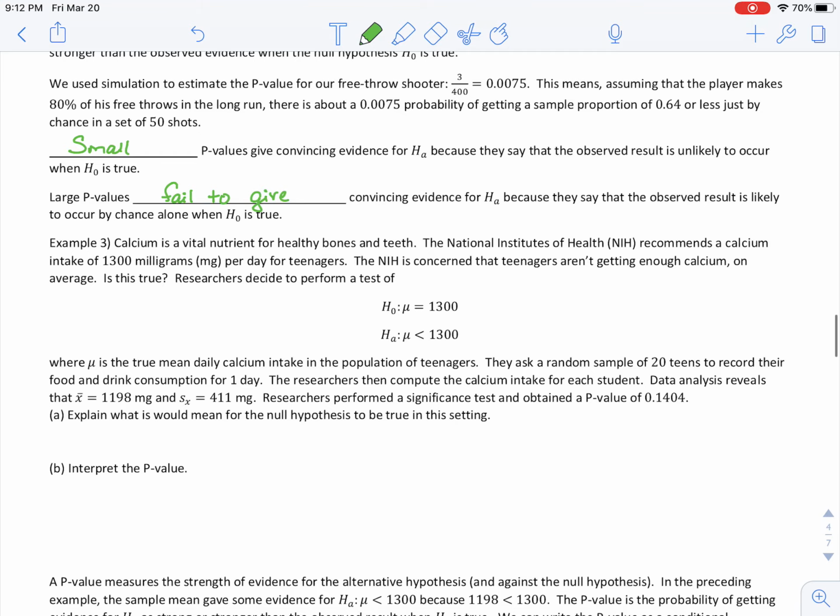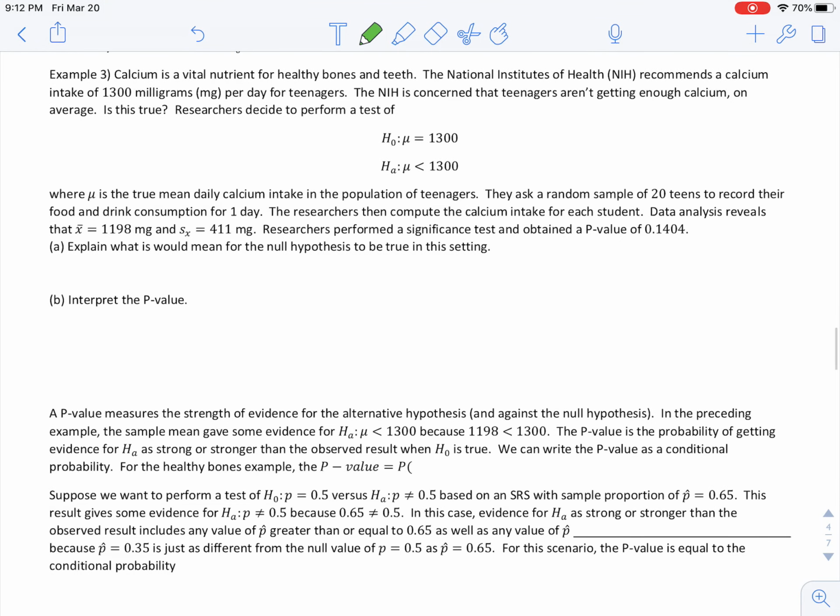So, what we're looking at on this next one: calcium, a vital nutrient for healthy bones and teeth. The NIH recommends a calcium intake of 1,300 milligrams per day for teenagers. They're concerned that teenagers are not getting enough calcium on average. So to see, this is what their test is. So the null hypothesis, we're going to assume for now that it's actually 1,300 milligrams.